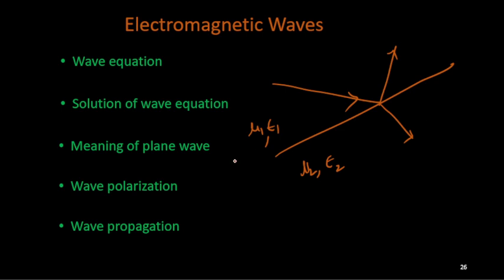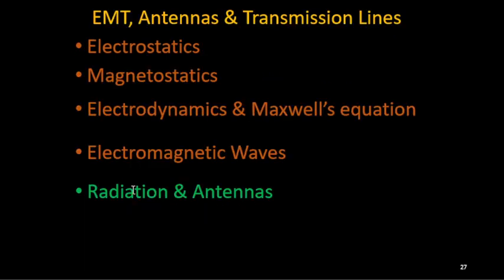And polarization is the important thing, how the electric field is polarized. So what is the meaning of polarization? Those things will also be discussed in a detailed way. And then the idea is radiation and antennas. This EM wave is useful to understand the radiation.